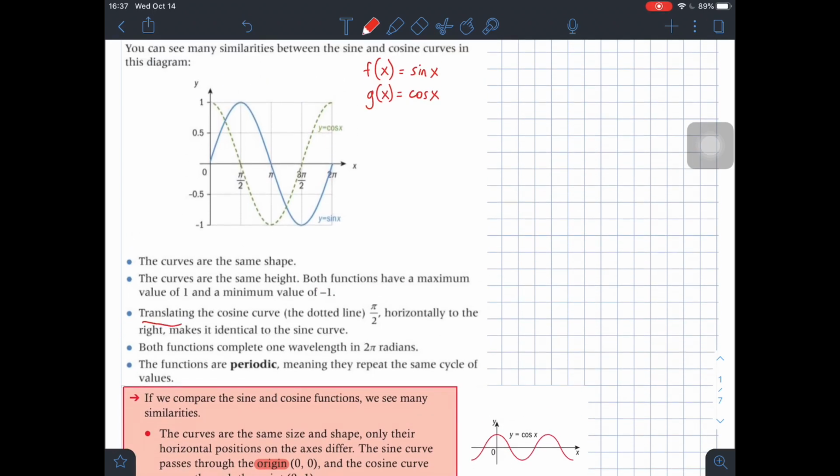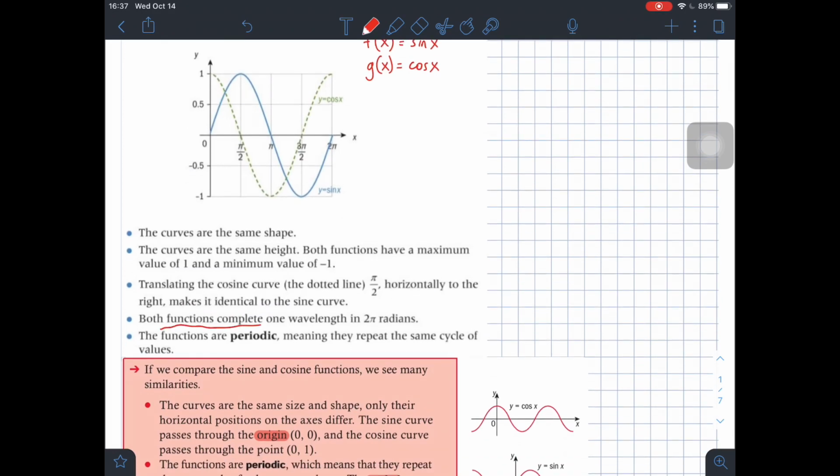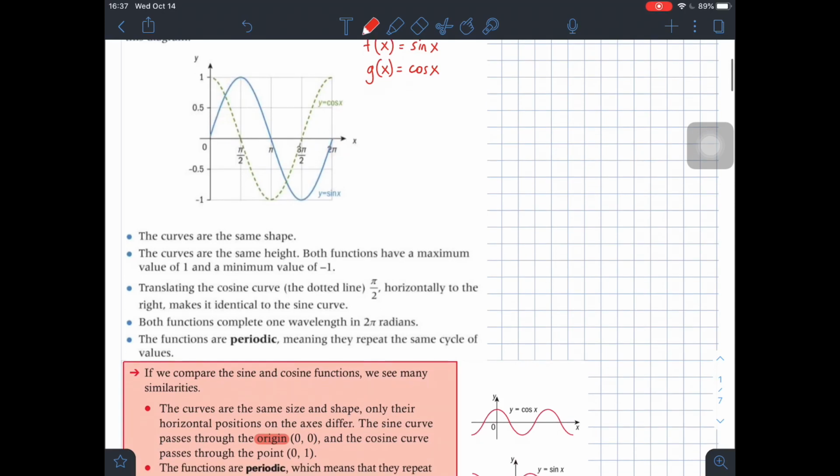Another similarity: translating the cosine curve, the dotted line, pi over 2 to the right, if I move it pi over 2 units, will make it match perfectly with the sine function. That's another characteristic. Then it says both functions complete one wavelength in 2 pi radians. For example, cosine starts here and goes up to the same point after 2 pi, and the same thing happens for sine. It starts here and ends up in the same spot after exactly 2 pi. So that's what we know as the period. We're going to see that in a while.